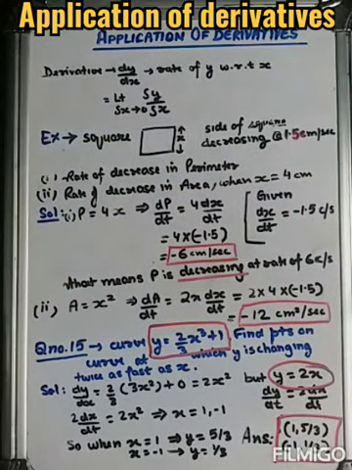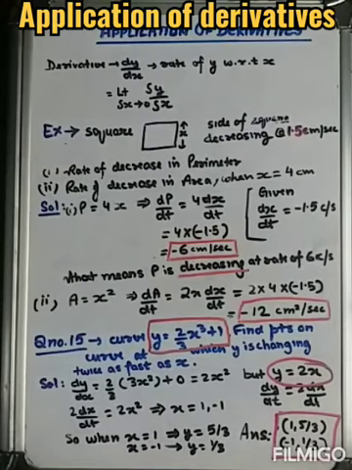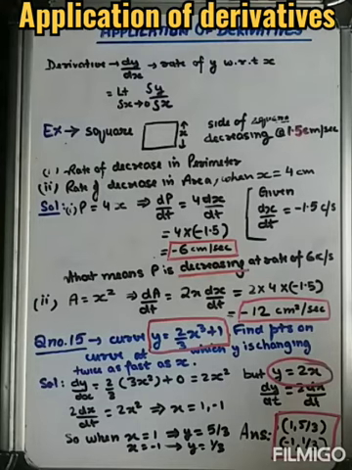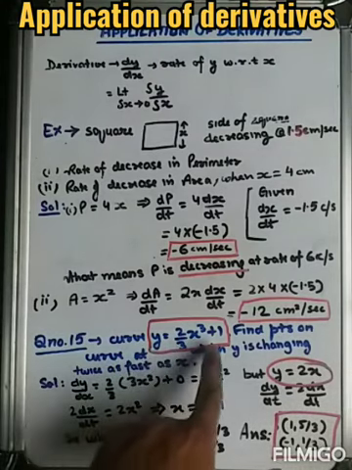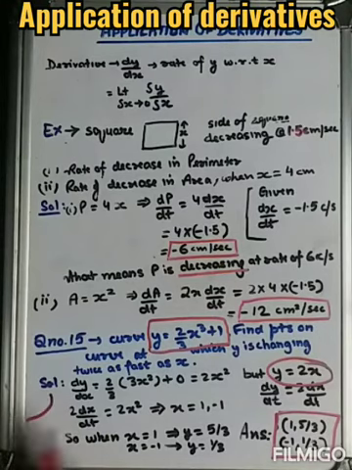Now let us see one more question. This is a question of the exercise, question number 15. I am reading out the question. A particle moves along the curve y equals 2 by 3 x cube plus 1. Find the points on the curve where the coordinates are changing in this form.